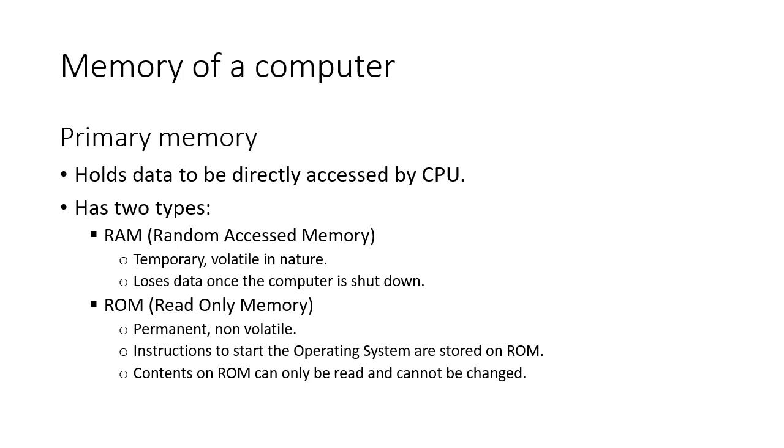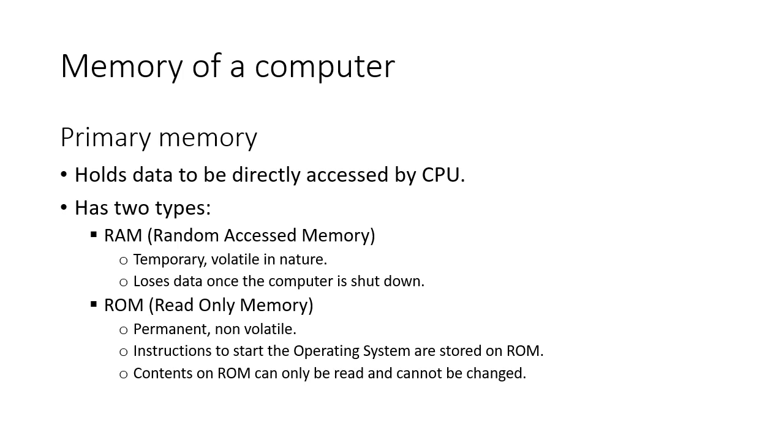Primary memory further has two types, RAM and ROM. RAM stands for random access memory. RAM is insanely fast as compared to other types of memories, but RAM is temporary and volatile in nature, which means you will lose the data once you shut down your computer. It won't stay in the RAM. It will be gone for good.